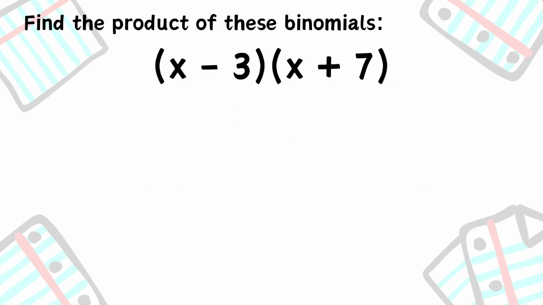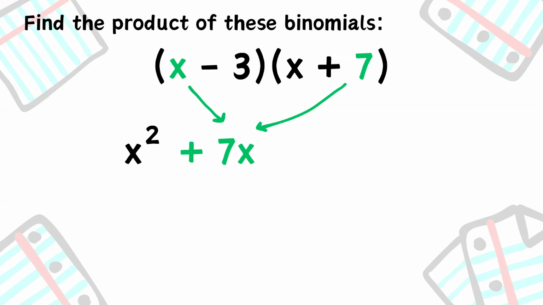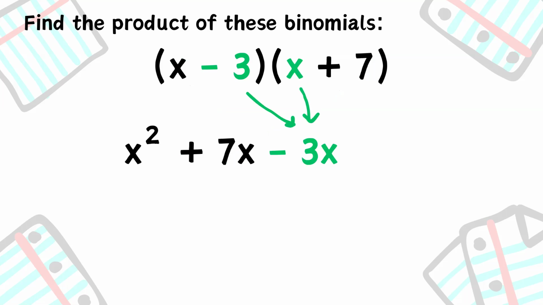Multiply these binomials. As always, take a shot at it on your own. Alright, let's do it together. Multiplying the first terms, x and x, we get x squared. Multiplying the outside terms, x and 7, we get 7x. Multiplying the inside terms, negative 3 and x, we get negative 3x. And finally, the last terms, negative 3 and 7, multiplied to negative 21.